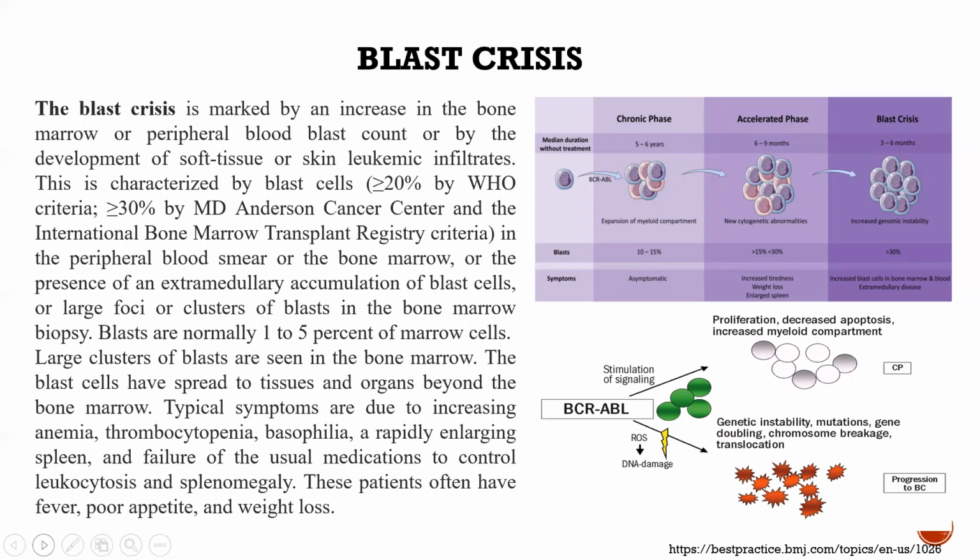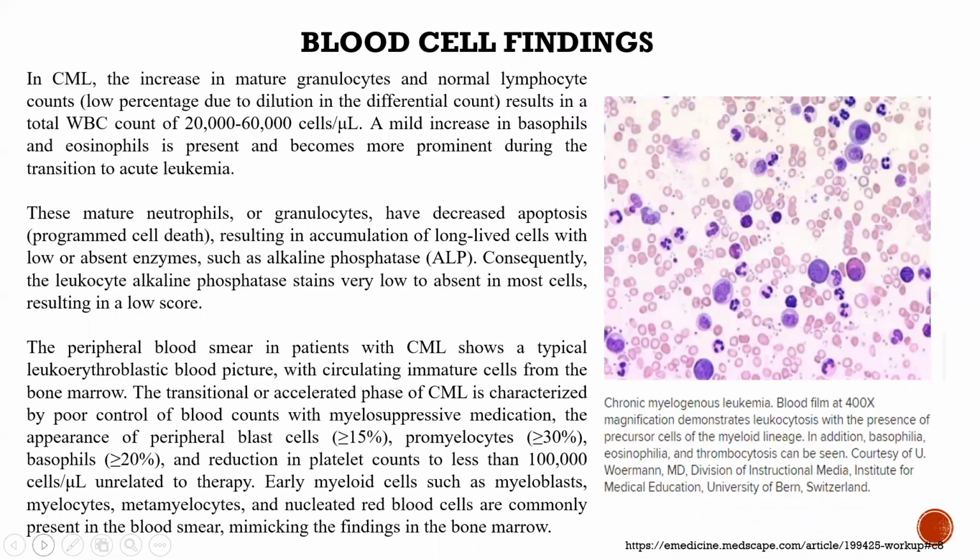Blasts are normally 1 to 5% of the marrow cells, but normally not more than 5. Remember this number. And large clusters of blasts are seen in the bone marrow. In case of blast crisis, the blast cells may have spread to tissues and organs beyond the bone marrow. Typical symptoms are due to increasing anemia, thrombocytopenia, basophilia, a rapidly enlarging spleen, and failure of the usual medication to control leukocytosis and splenomegaly. These patients often have poor appetite and weight loss.